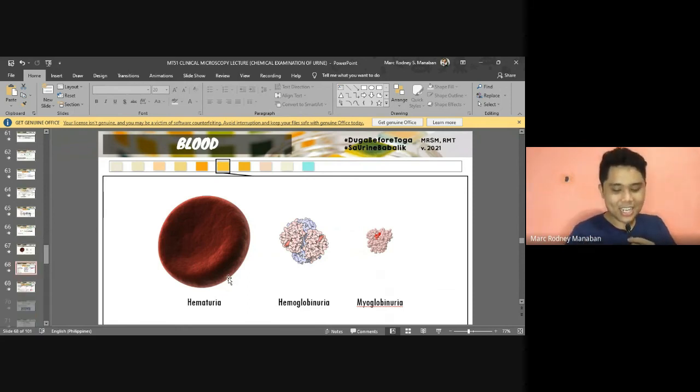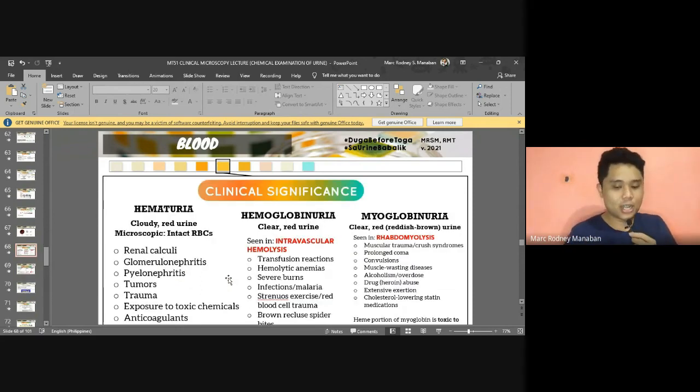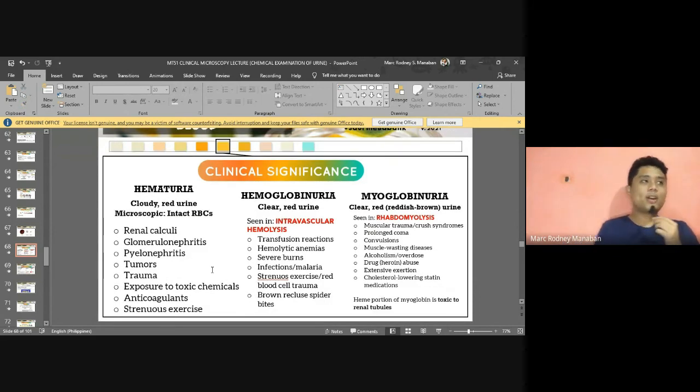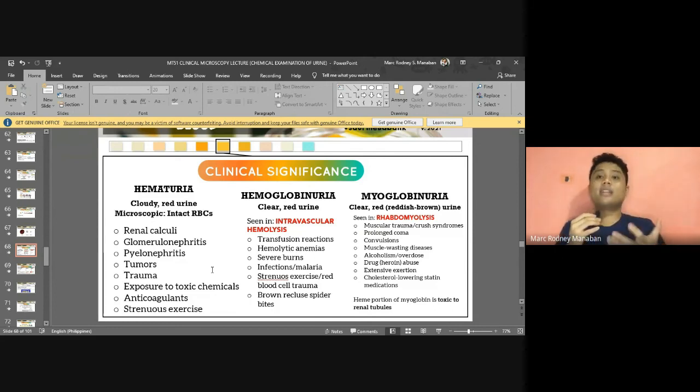Now, we'll start first with the clinical significance of hematuria. For hematuria, in the physical examination, you can already see cloudy red urine. But take note, hematuria can be divided into two types: microscopic hematuria and gross hematuria. When you say microscopic hematuria, the urine appears normal, but in the chem strip or in the microscopic exam, you can already see increased amounts of RBCs. In terms of gross appearance, it has not yet manifested; it's not cloudy red yet.